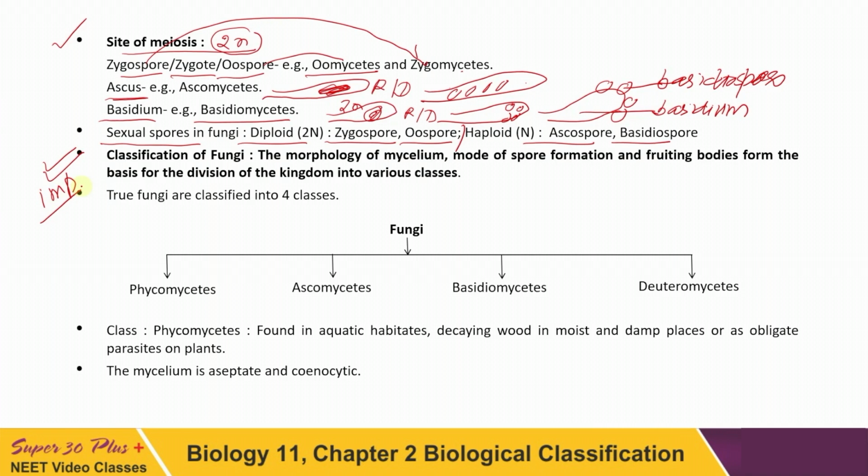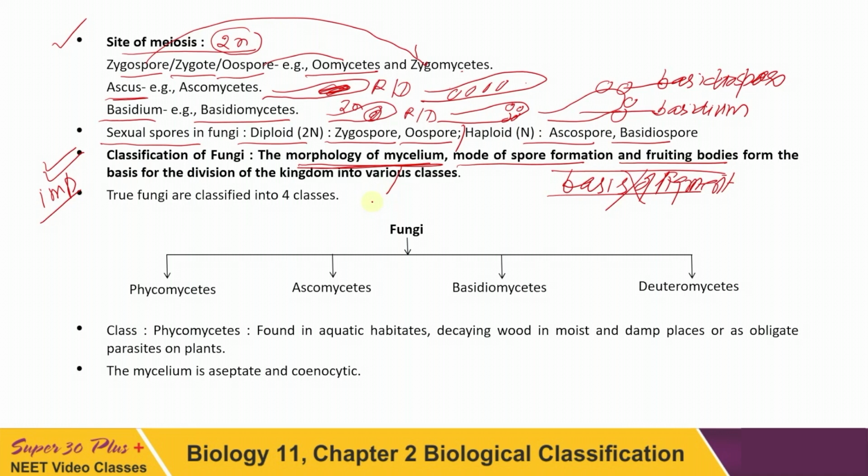When the question came, fungi are classified on the basis of pigments. On the basis of pigments, photopigment. Is it right? No. Because the pigments are completely absent in fungi. That's why the pigment cannot be the basis of classification. Fungi classification is based on mycelium, mode of spore formation, and fruiting bodies.